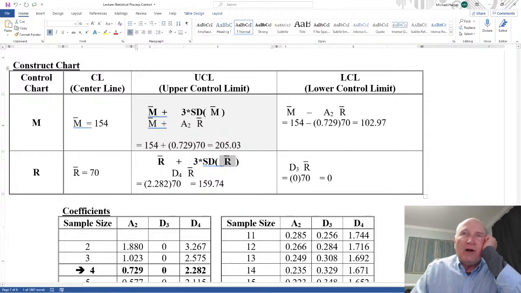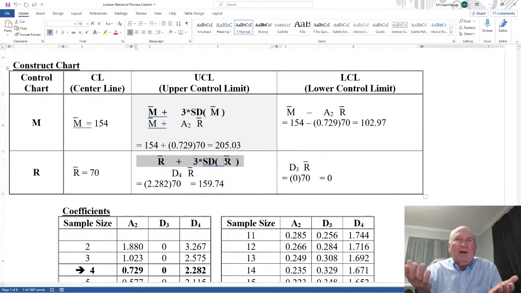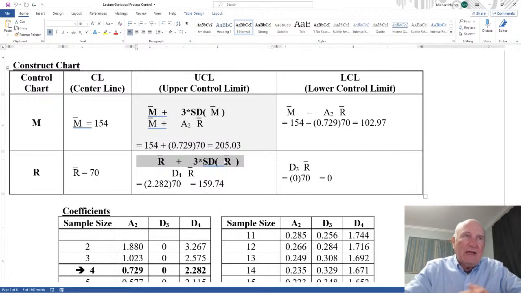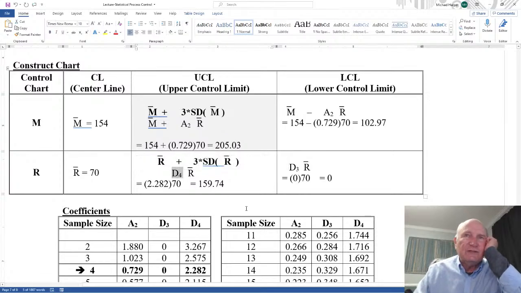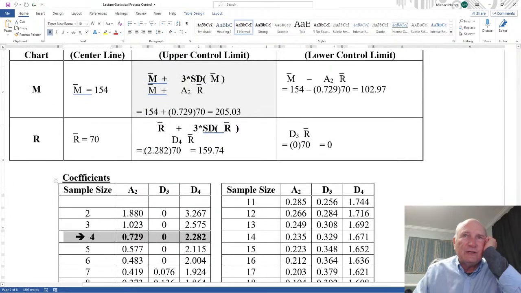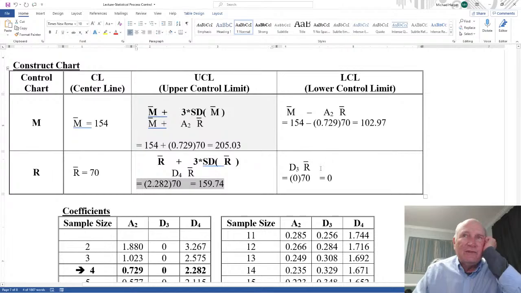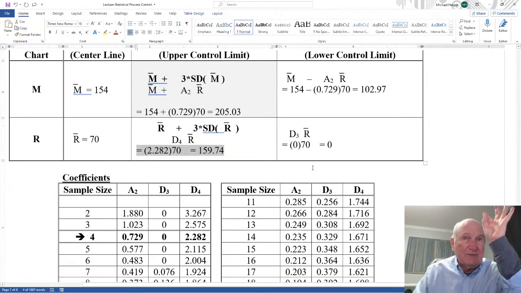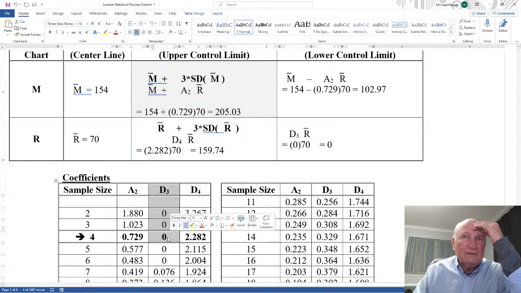But notice R bar is in the measure of variability, and R bar is also in the center line. So here they said, let's put all of this together. Since it's all a function of R bar, the average range, again, they did the simulation. They estimated a coefficient D4, and with a sample size of 4, D4 is 2.282, and there it is. And then the lower control limit, that's different. That's going to be D3. In this case, it's 0.